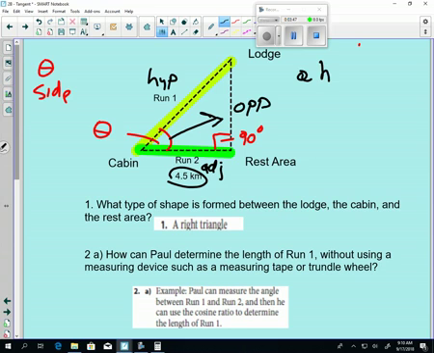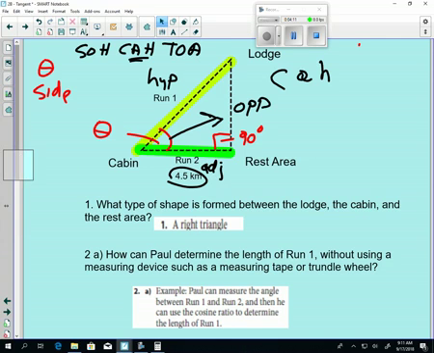That's h. Well, remember, SOH CAH TOA. The one that has a and h is cosine. So I'd have to use cosine to find that particular side if I knew the angle. So that's one strategy in trying to find out an unknown.